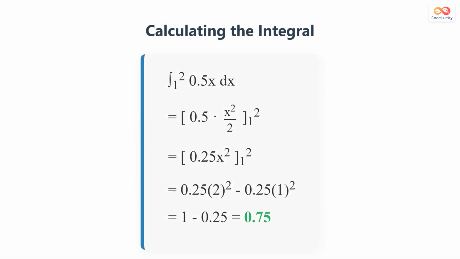Now we perform the calculation. We integrate 0.5x from 1 to 2. The antiderivative of x is x squared over 2. Multiplying by 0.5 gives us 0.25x squared. We evaluate this at the upper limit of 2 and subtract the value at the lower limit of 1. The result is 0.75. So there is a 75% chance x falls in this range.